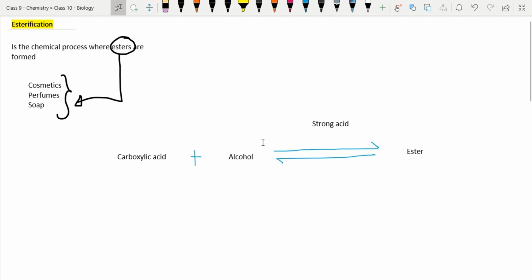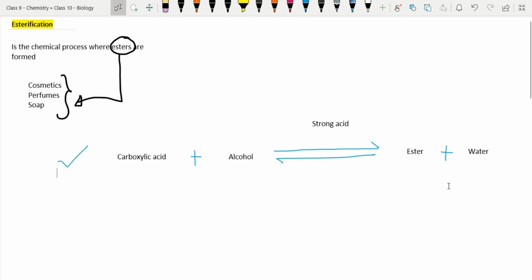Now I would like to mention one thing, that esterification is a kind of condensation reaction. So as we know that the condensation reaction gives water molecule as byproduct, we also get a water molecule in this reaction. So we can write water as our product. So this is the general formula of esterification reaction.